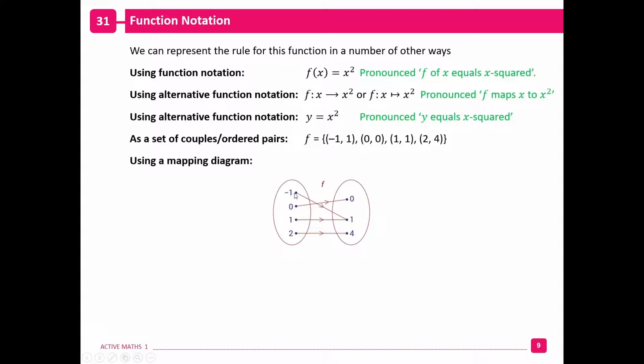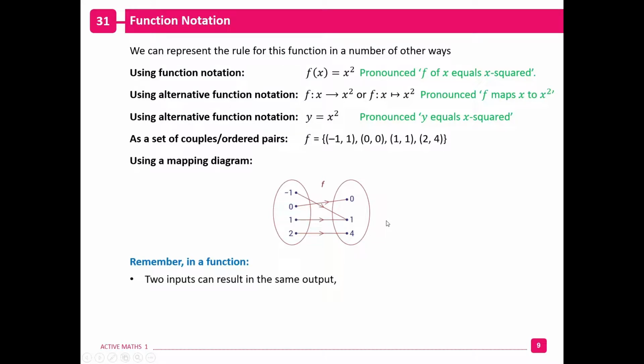Now you'll see that both -1 and +1 had the output 1. So this function is an example of many to 1. So many inputs are resulting in 1 output, and that's absolutely fine.